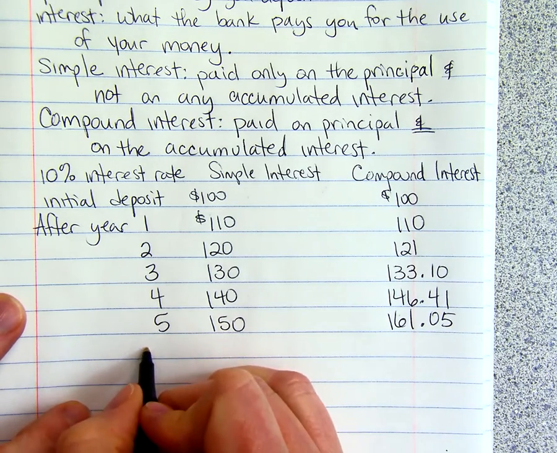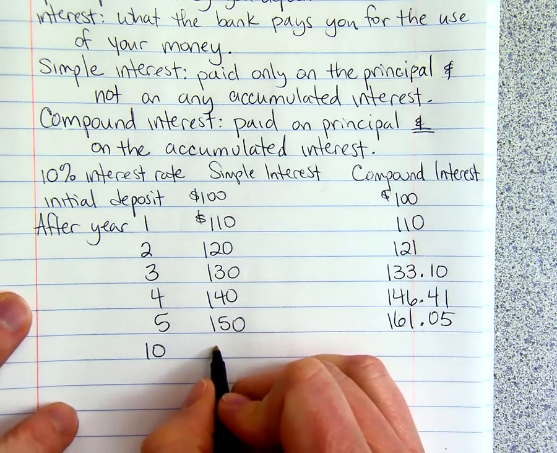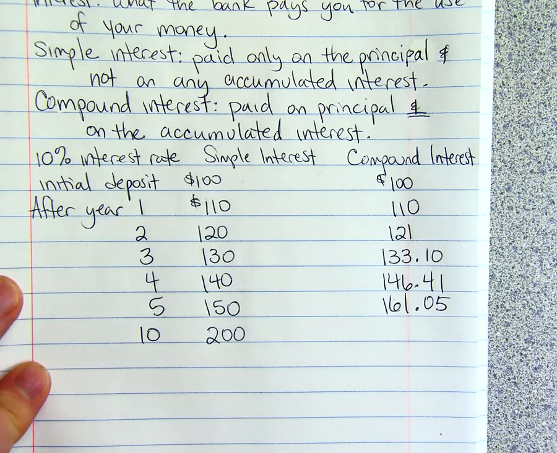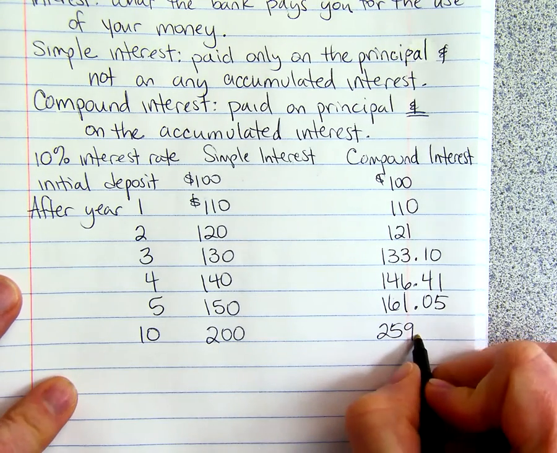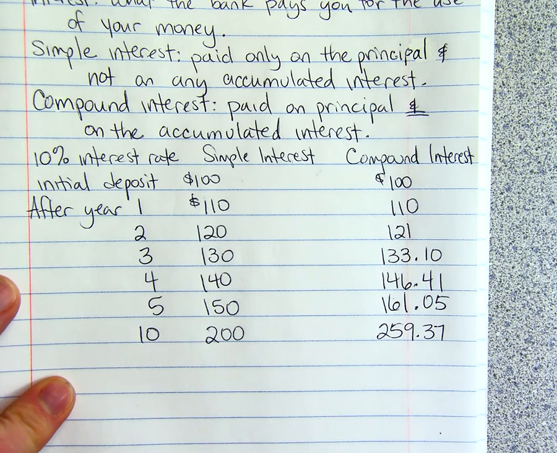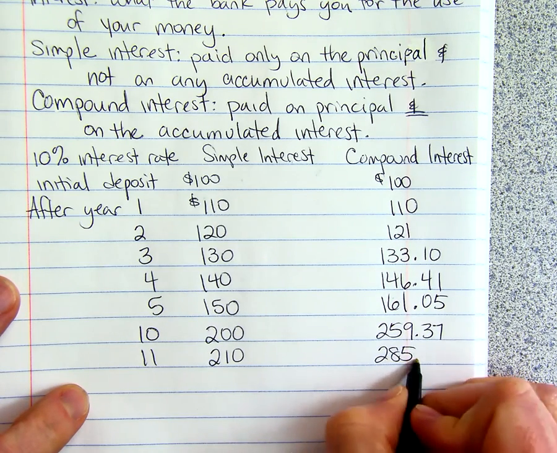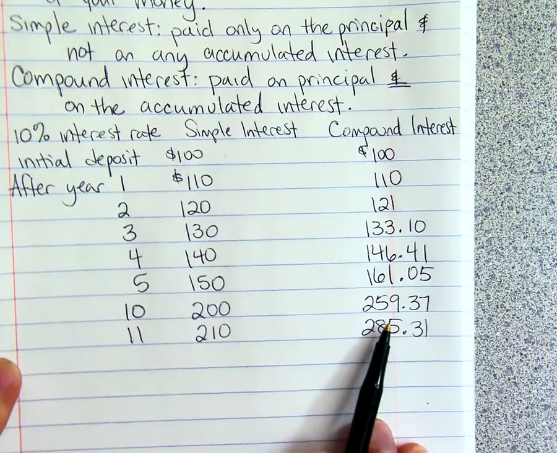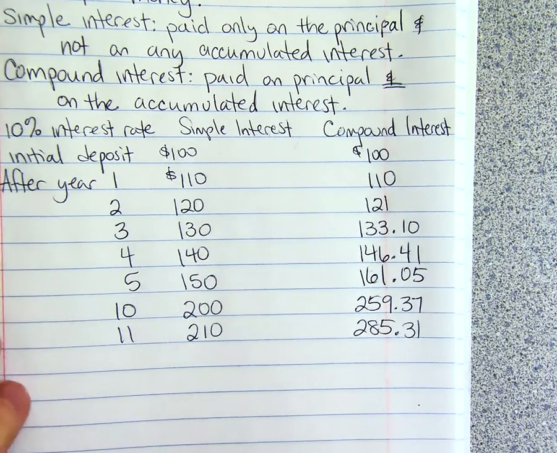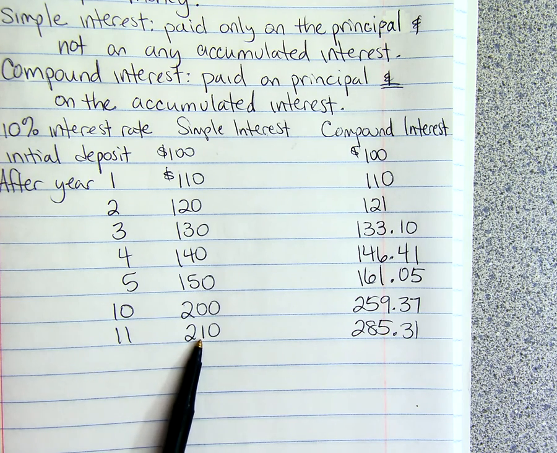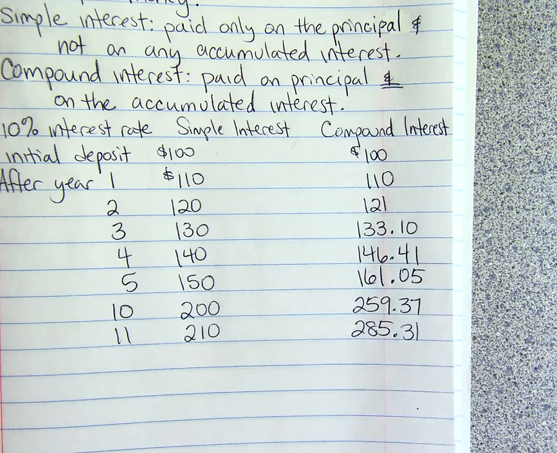And then it will continue on. After 10 years, simple interest will have $200 in there. Compound interest will have $259.37. And 1 more year, 11 years, $210. This one will have $285.31. So the compound interest account will continue to have more at a faster rate. If you were to go up to 20 years, it would have a lot more too. This one, you just get $10 every year, that's it.